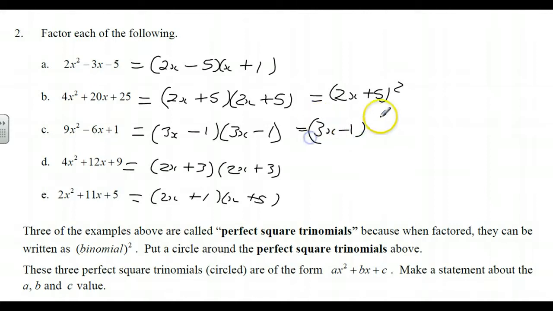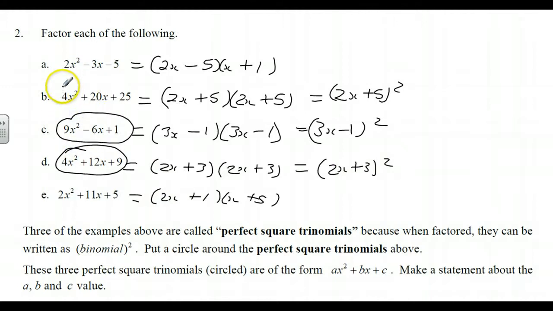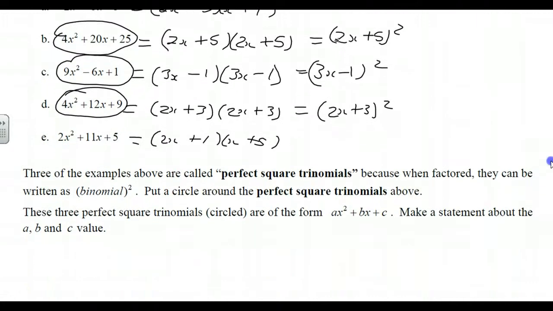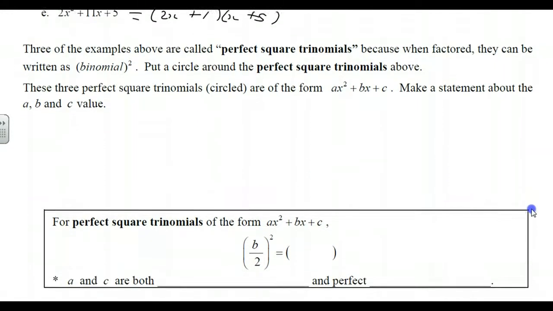In this case, I'm just writing these out. So circle the ones, these three here. Now these are of the form ax squared plus bx plus c. Make a statement about the a, b, and c values.